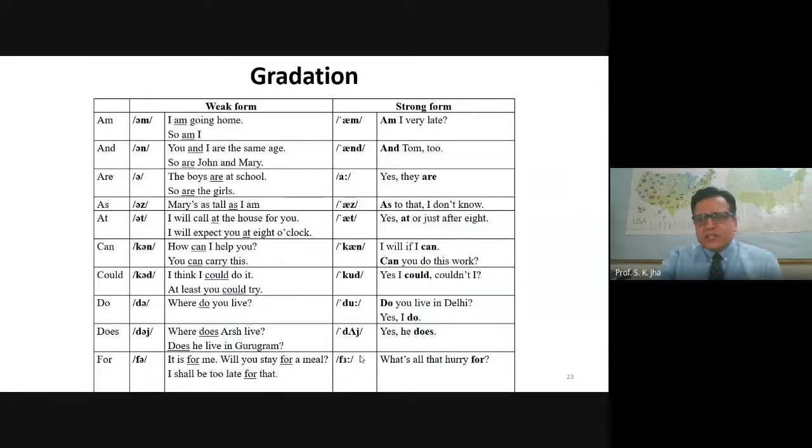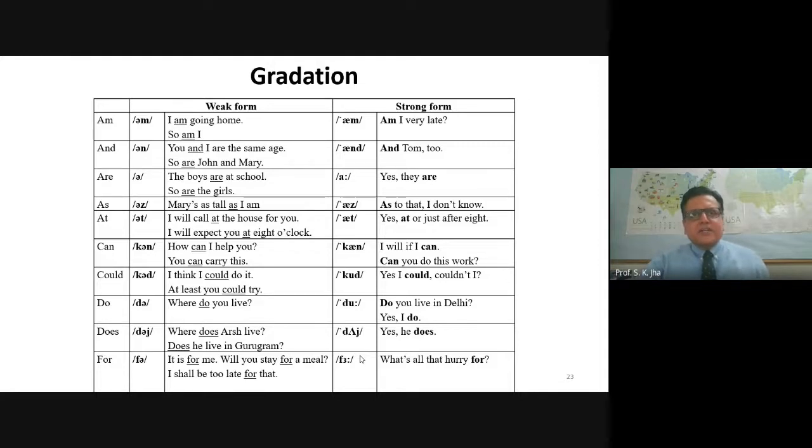So these are some conditions for using rising and falling tone. Well, this is the last part. If time permits, then I can take up this also. Gradation. Although I was not keen on taking this, but very briefly, I'll tell you about gradation also.